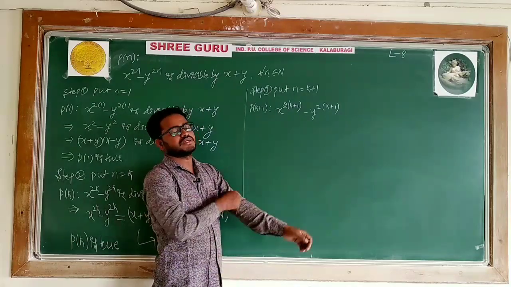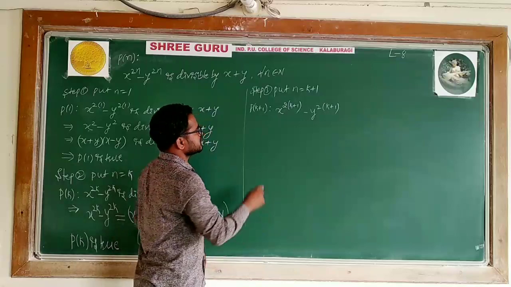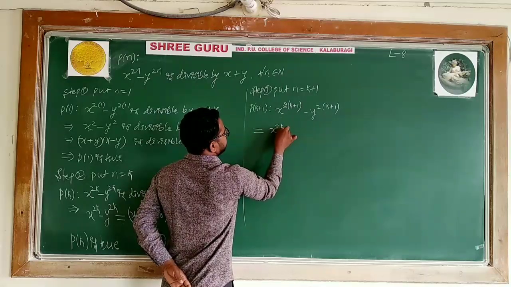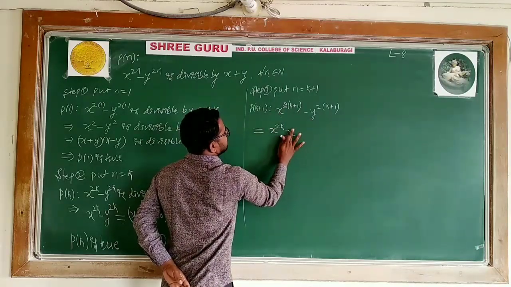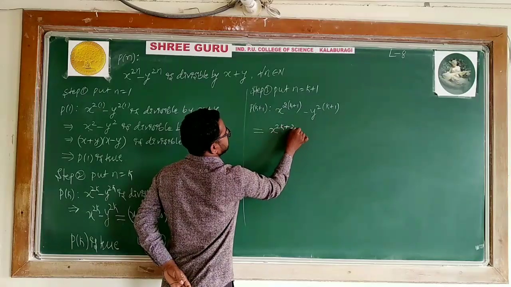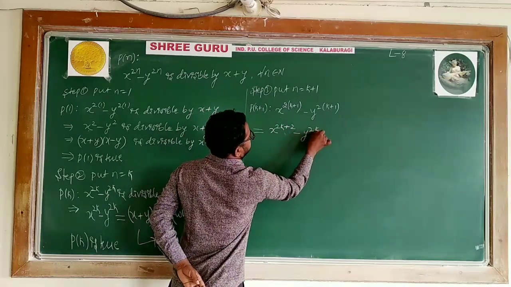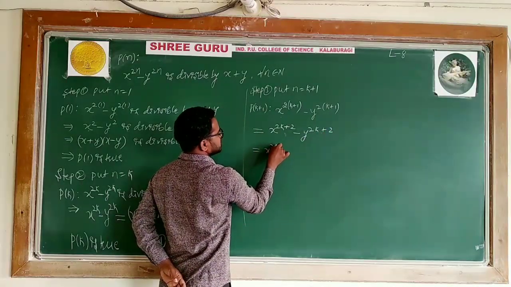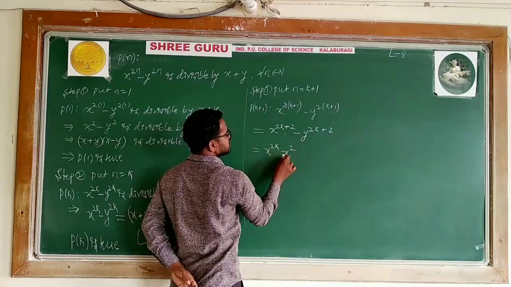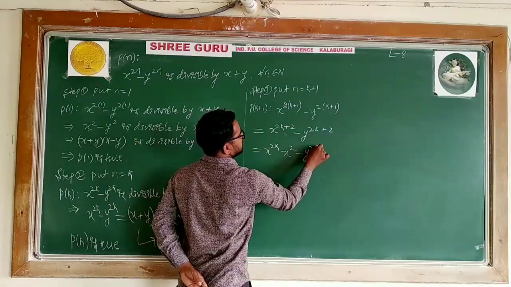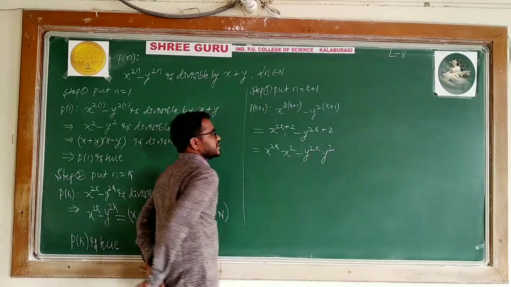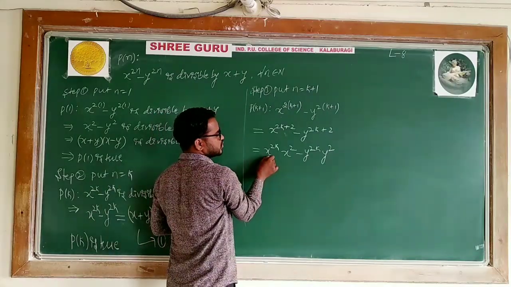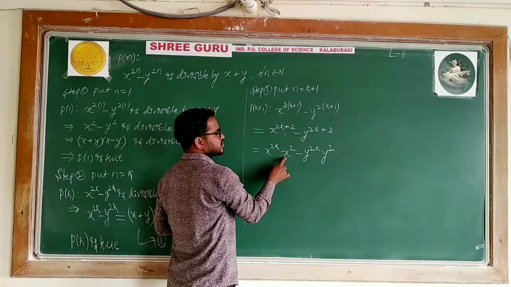As in the previous problem I took, can I express this LHS as x to the power 2k plus 2 minus y to the power 2k plus 2? I can split the power: x to the power 2k into x square, minus y to the power 2k into y square. In this case you have to add or subtract, that depends upon this term. You take one x to the power 2k and y square, or you can choose x square or y to the power 2k.